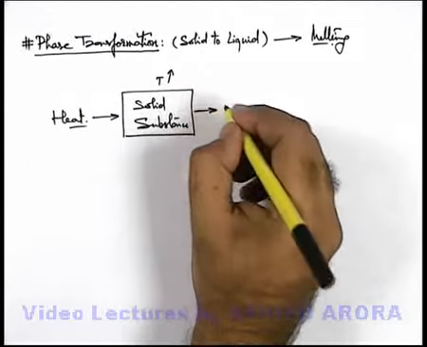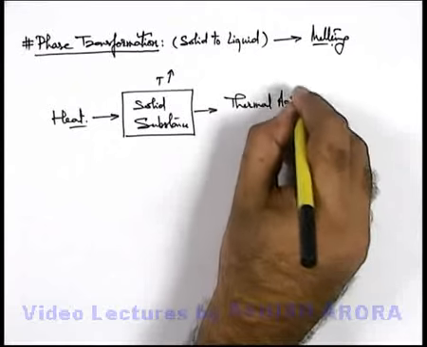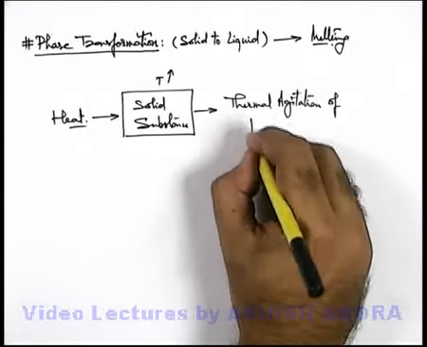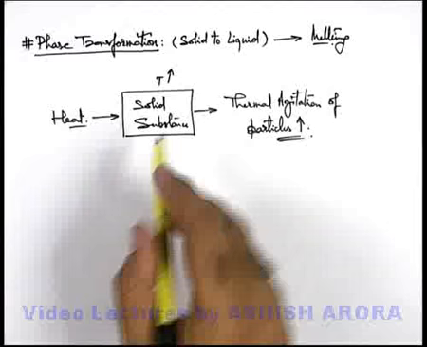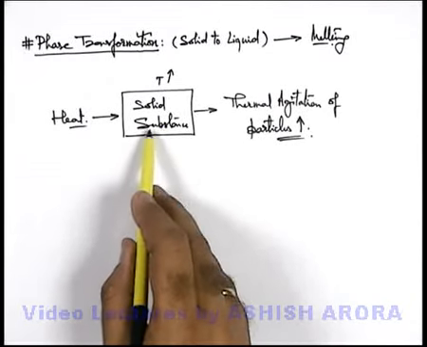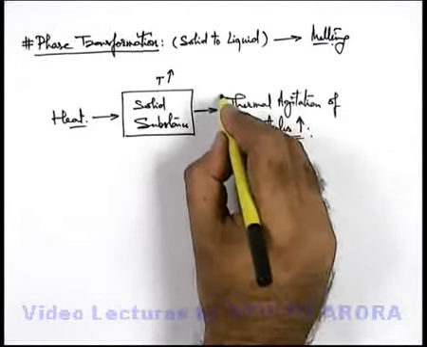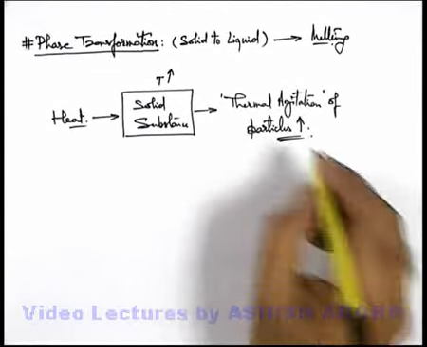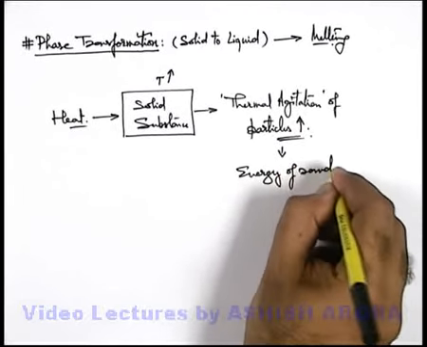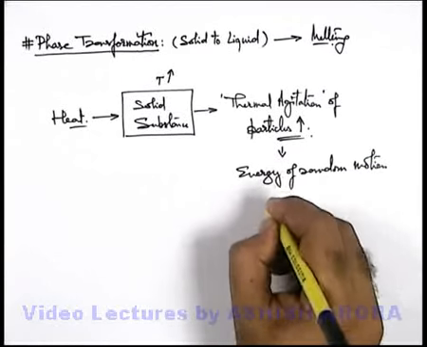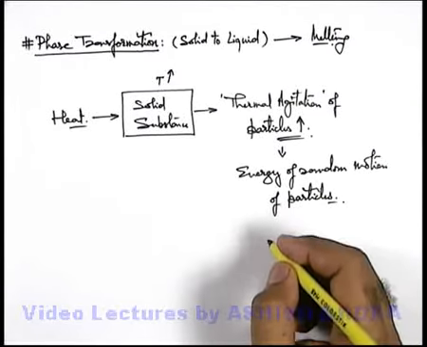And increase in temperature increases the thermal agitation of particles, as the energy of random motion of particles of a substance is directly proportional to its temperature. As you increase temperature, its energy of random motion, which we term as thermal agitation, will increase. Or you can also write it as energy of random motion of particles, or it can also be called energy of random vibrations of particles.